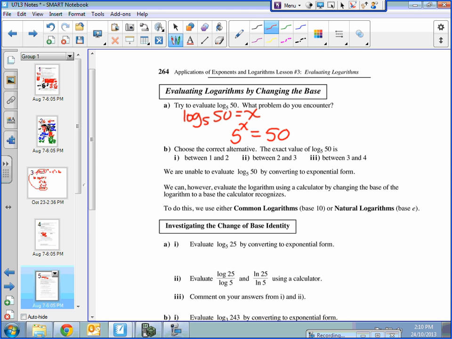Oh. Yeah, you can't change 50 into base 5, okay? So this is the reason why this won't work. So if you put it in your calculator and you get a decimal number, then that'll be your answer. That'll be your value, yeah. So if you can't do it exponentially, then your calculator will give you that answer, okay?